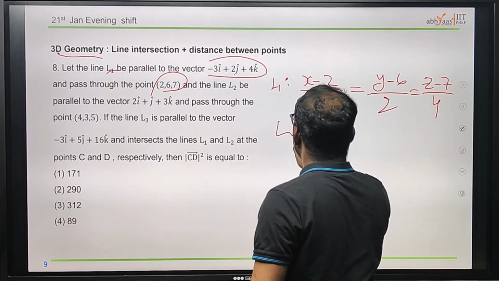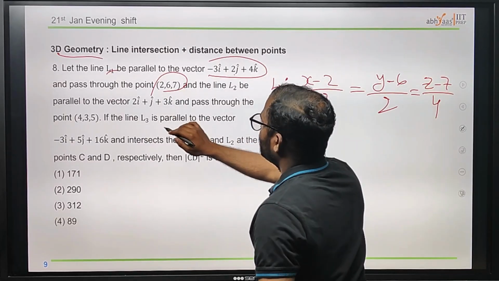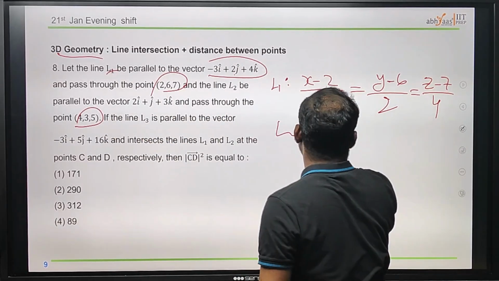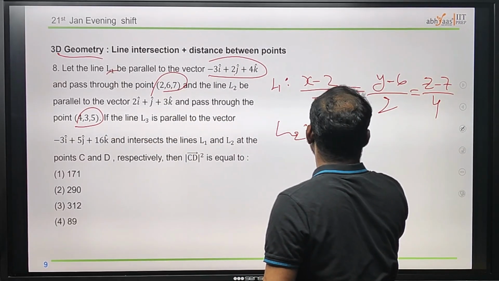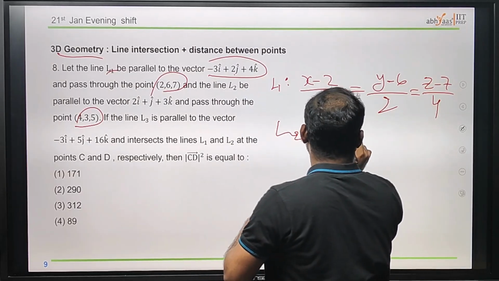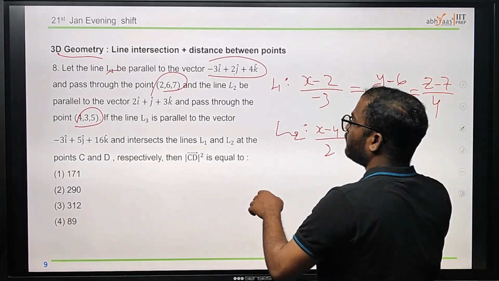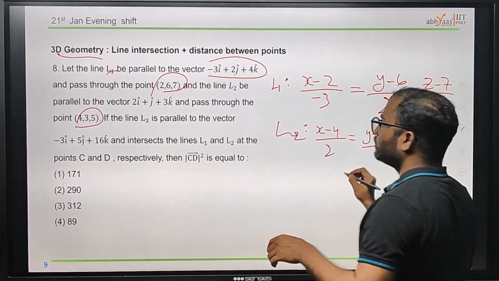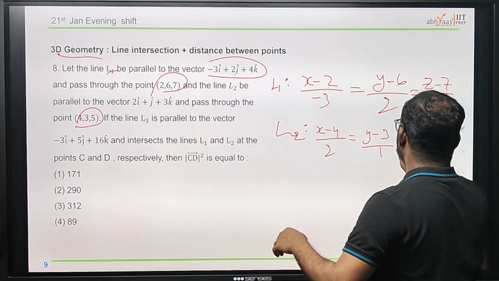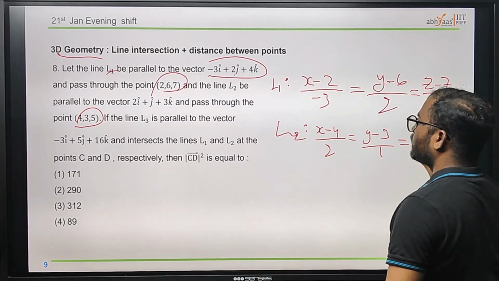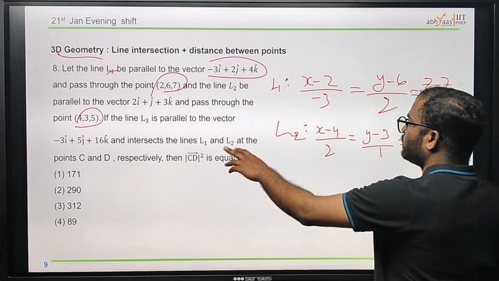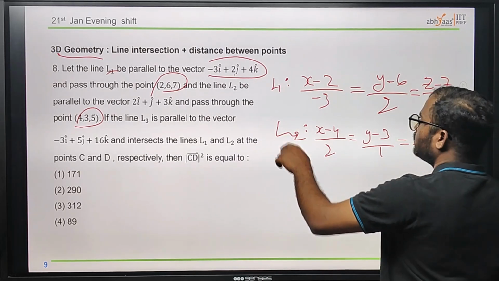And for L2, we have x minus 4 divided by 2, which is equal to y minus 3 divided by 1, which is equal to z minus 5 divided by 3.